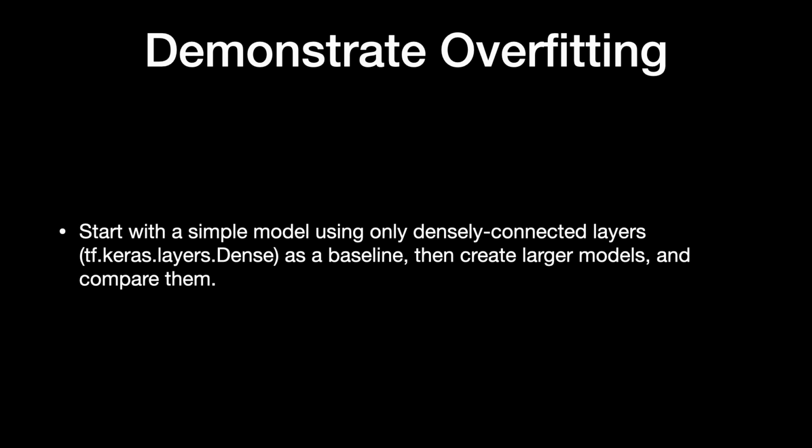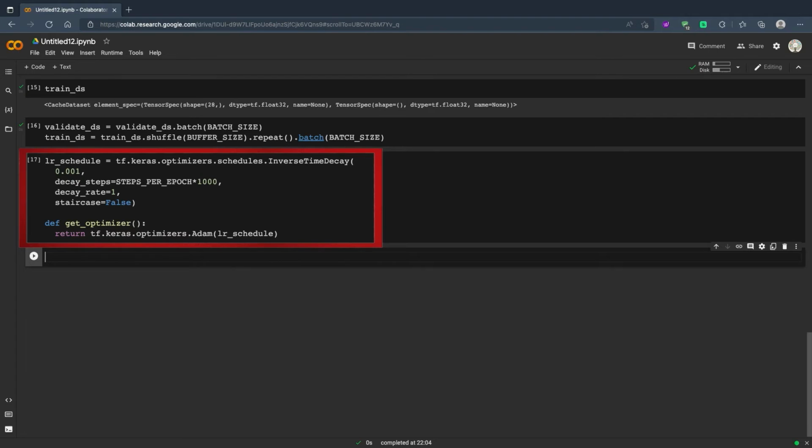Start with a simple model using only densely connected layers, tf.keras.layers.Dense, as a baseline, then create larger models, and compare them. Many models train better if you gradually reduce the learning rate during training.